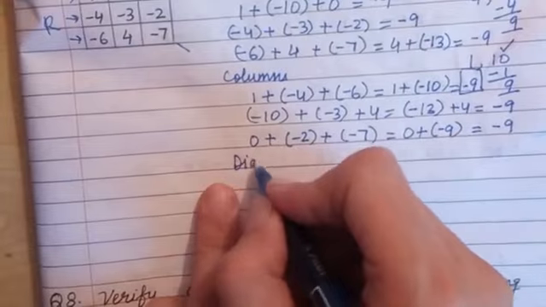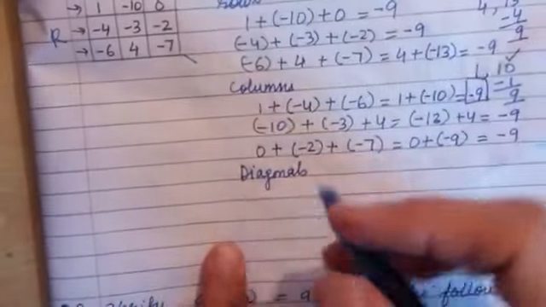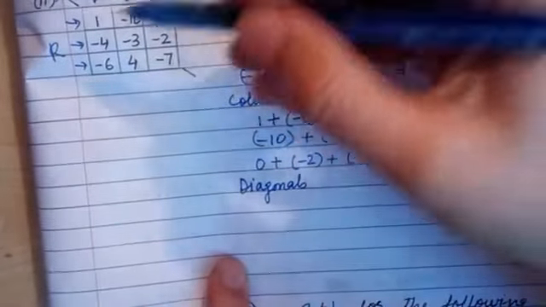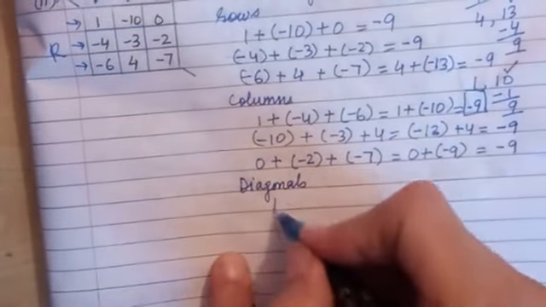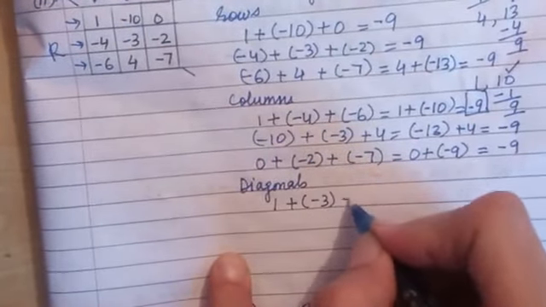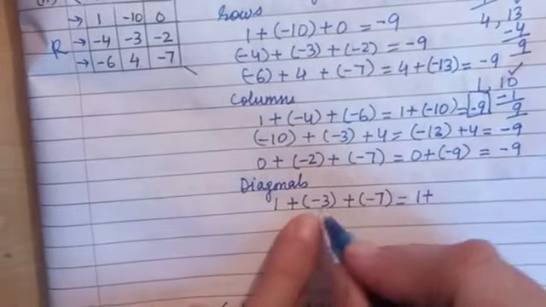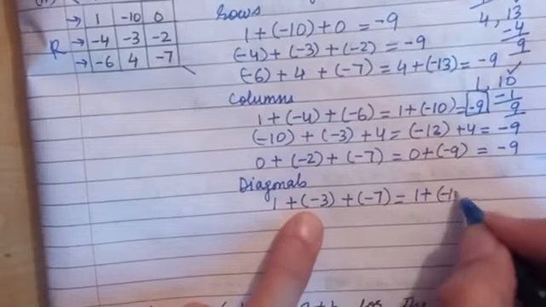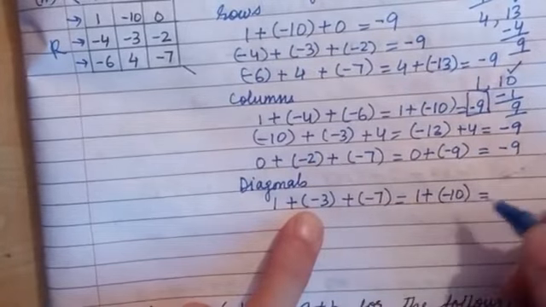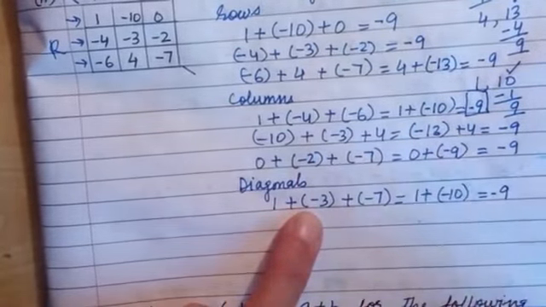Now along the diagonals, let us see. Along the diagonals you can see numbers are 1 plus minus 3 plus minus 7. 1 plus the sum of two negative integers, which is a negative integer, and different signs, subtract, sign of greater number.